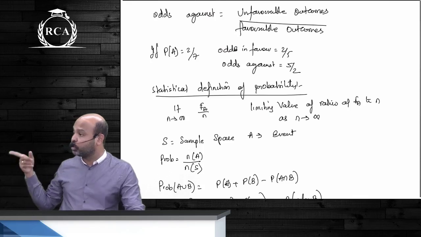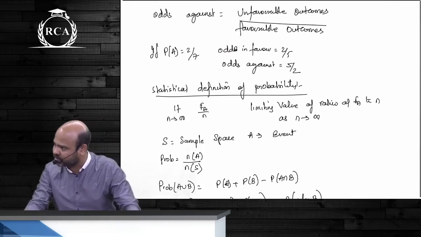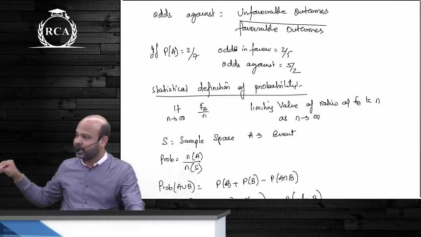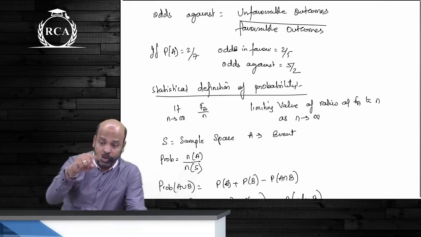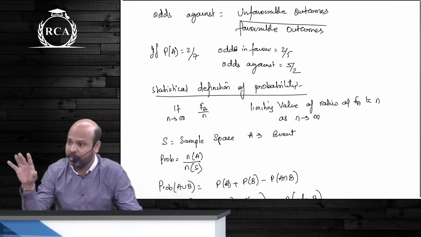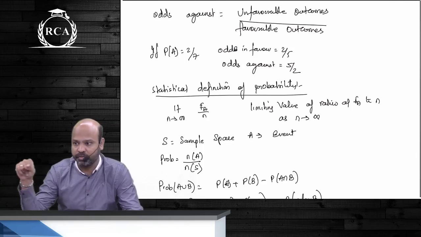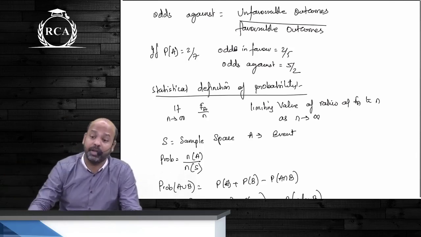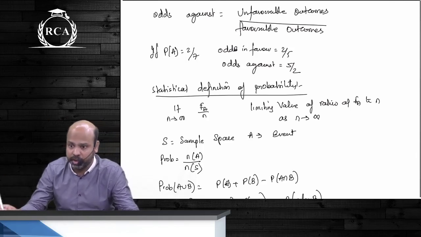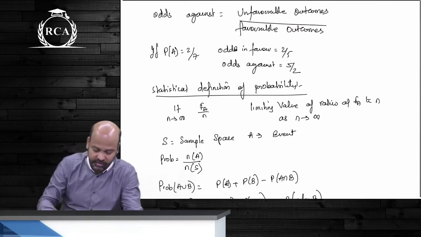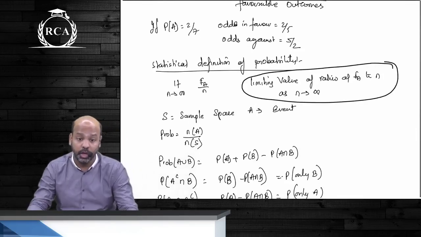This is where we also use a limiting value. I said if the experiment is conducted an infinite number of times, you conduct the experiment n times and record how many times a particular event occurred. The frequency of that event divided by n will become probability. As per the statistical definition, if this n tends to infinity, fa by n is also nothing but your probability. It is important to remember: as per the statistical definition, it is the limiting value of the ratio of fa to n as n tends to infinity.